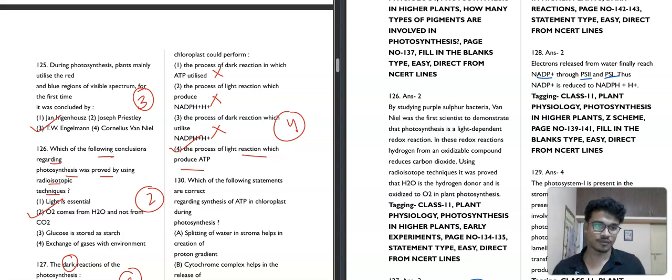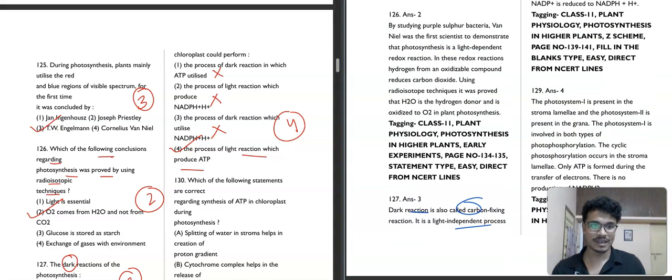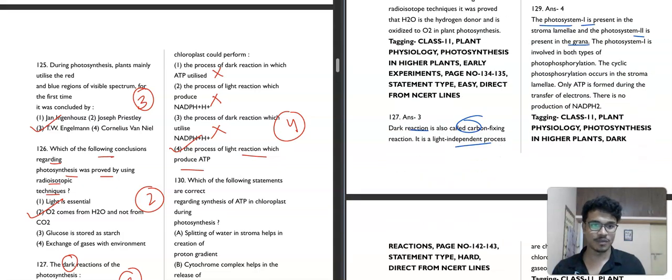PS1 is basically present in the stroma lamellae and PS2 is present on the grana. PS1 is involved in both types of photophosphorylation. The cyclic photophosphorylation occurs in the stroma lamellae. Only ATP is formed during the transfer of electrons. There is no production of NADPH2.